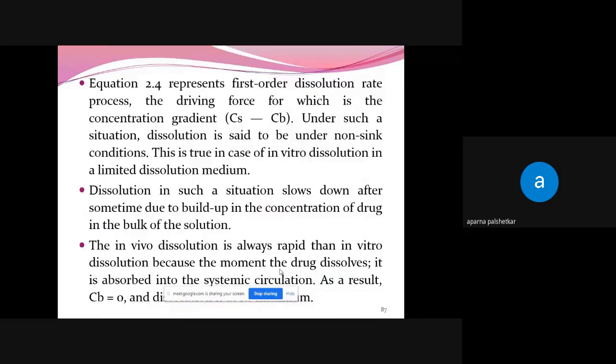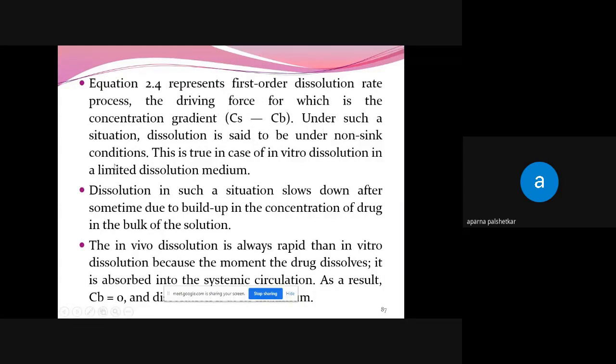Then the thickness of this layer is very important. If the thickness goes on increasing, the rate goes on decreasing. Okay, so now the equation shows that it undergoes first order kinetics. And the driving force, as I told you, the stagnant layer has more amount of drug, which acts as a driving force for the movement of drug from the stagnant layer to the bulk layer.